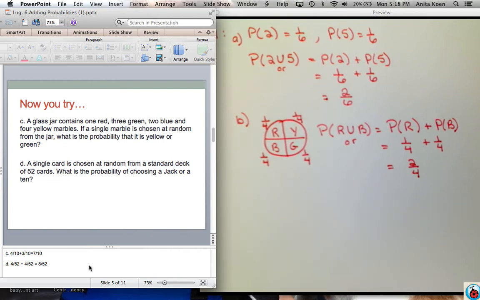Now you try. What I'd like for you to do at this point is pause the video, not turn it off, but pause the video, and try letter C and letter D on your own. Tomorrow when you come to class, we're going to go over these two and see how you did. I'm not going to do these two in the video right now. So you go ahead and try these, pause the video, and try C and D on your own. If you do these in your logbook, do them in pencil so you can change them tomorrow if you don't get them right. Okay, hit pause.